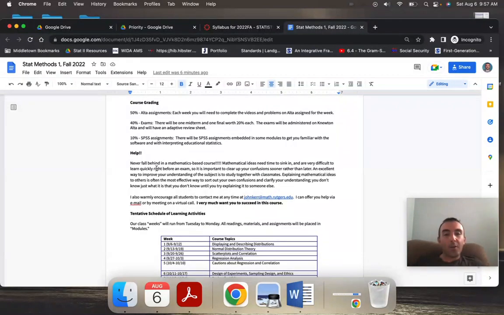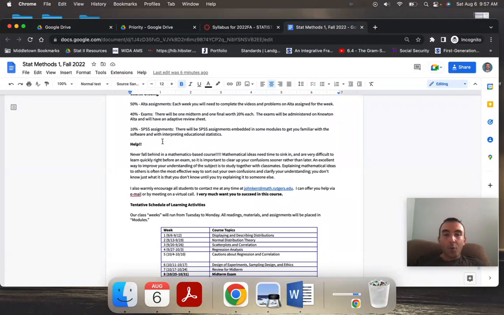There's also 4 SPSS assignments embedded throughout the course. So we'll be doing them on regression and scatter plots and hypothesis testing and confidence intervals. So you'll be able to dabble in that as well using a set of data and some of your own data. And they'll be worth 2.5% each of the final grade.